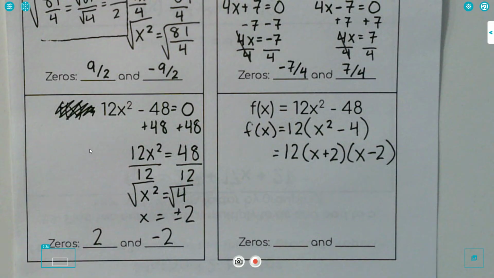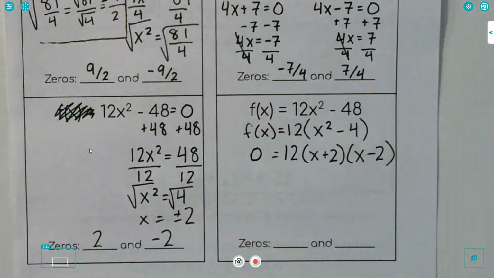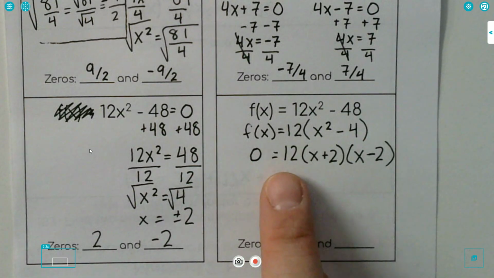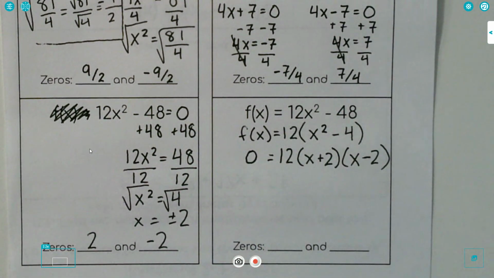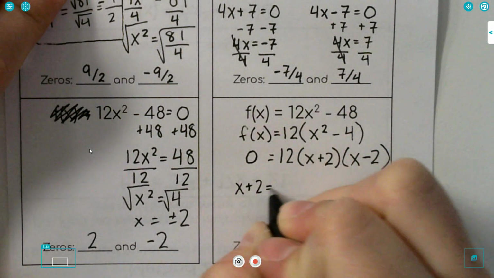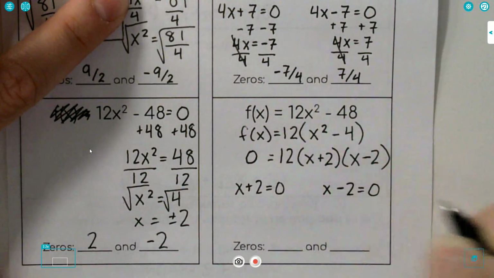Okay, if I set that equal to 0, I still am using the zero product property. Now I have 3 things that are being multiplied together. Can 12 ever equal 0? No. So we don't really have to solve that one because it's not going to be that. We just have to solve the ones with x's. So we've got x plus 2 equals 0, we'll solve that, and x minus 2 equals 0.